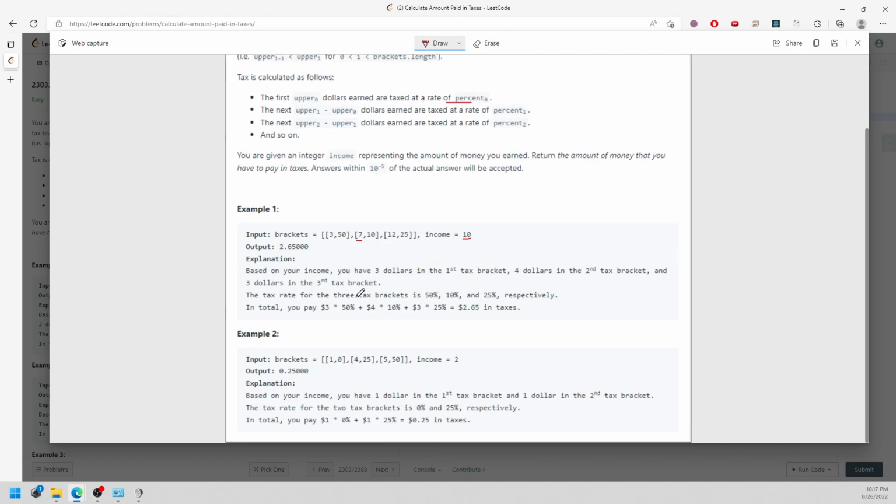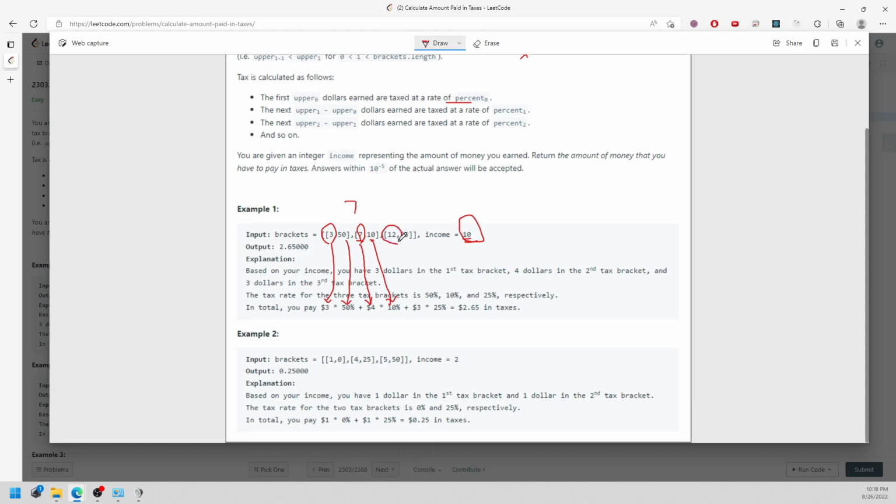So here it is. You have $3, right? $3 represents the first bucket, and the 50% rate applies to it. Then the 7 is the next bucket. The difference between the 7 and 3 is 4, right? 7 minus 3 is 4, and the rate is 10%. So now we have $7 so far, and our income is 10.